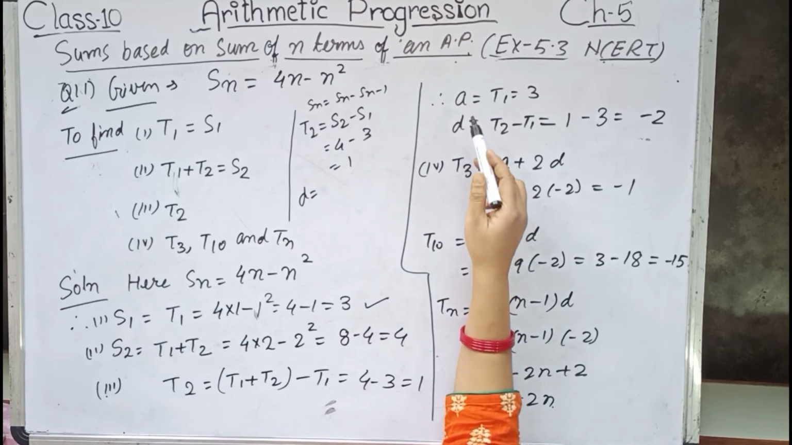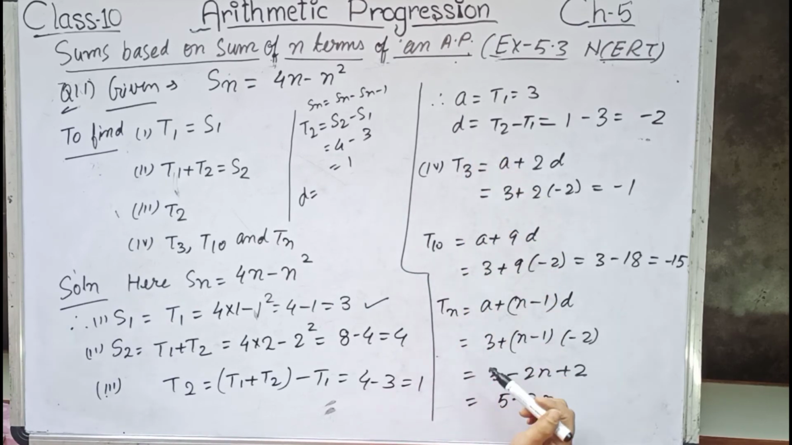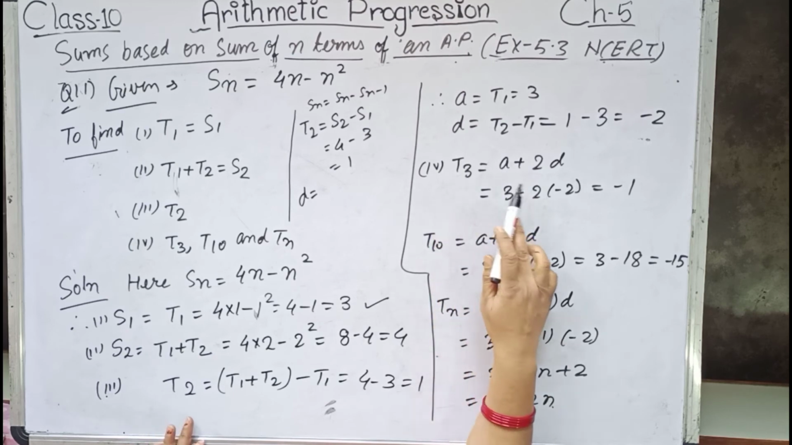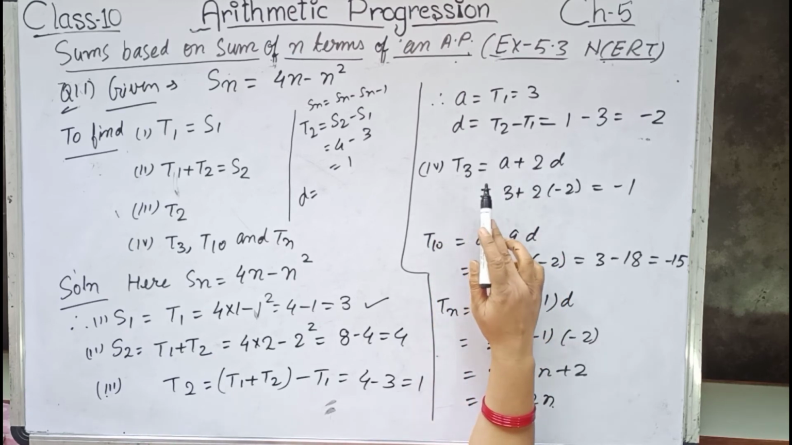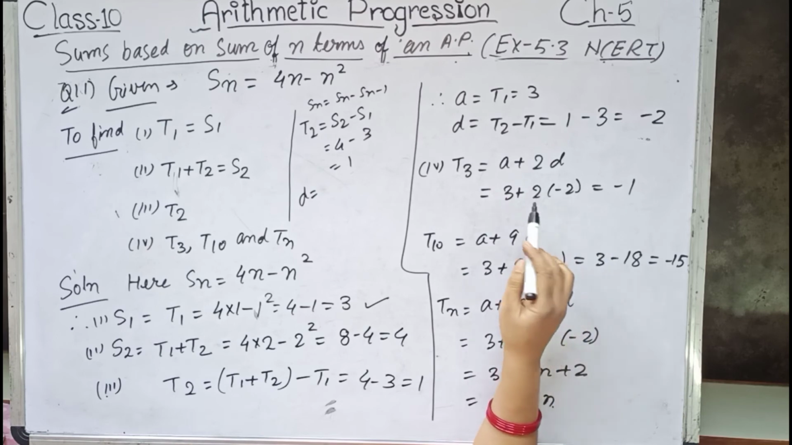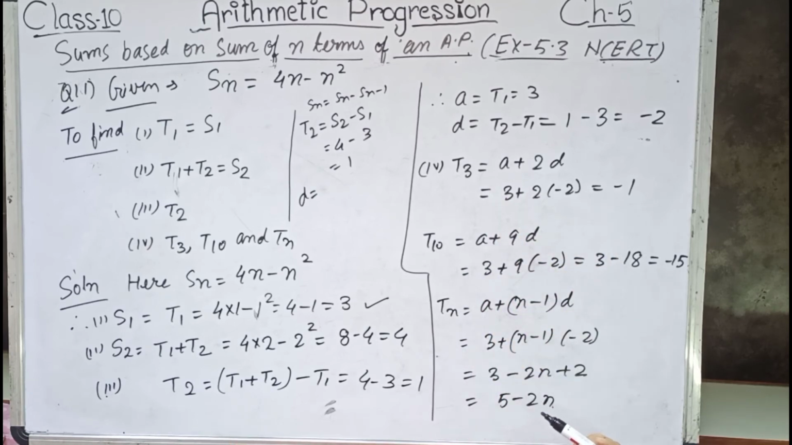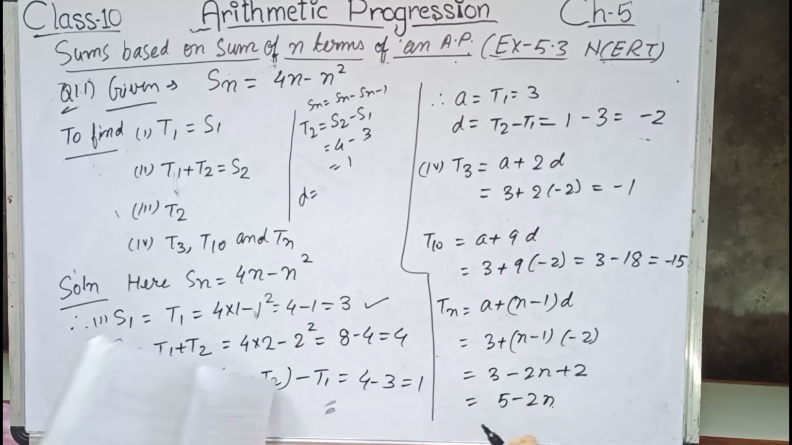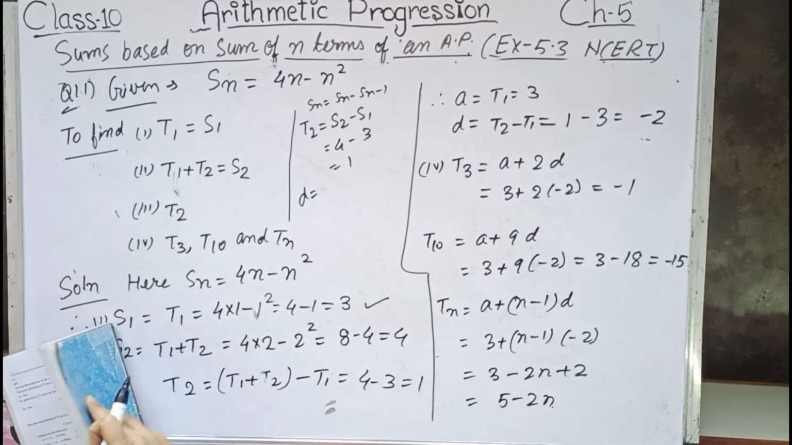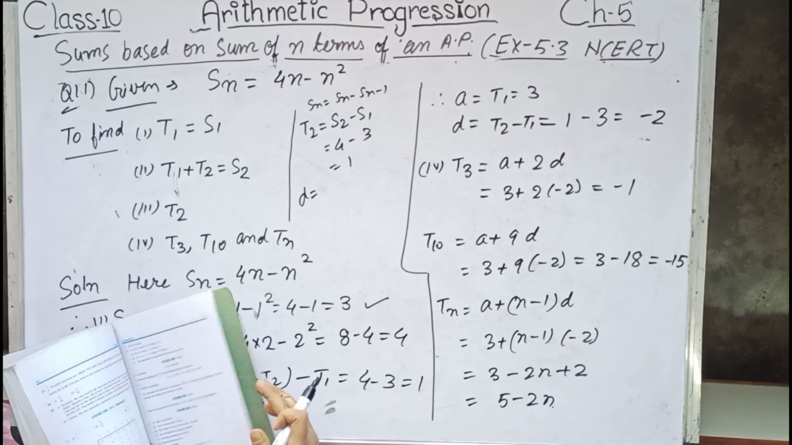Now once we get the value of a and d, then the rest of the terms are only utilization of the given facts. So t3 is a plus 2d. Also we can write this as t2 plus d. Both are the same things. So we are getting t3 as minus 1, t10 as minus 15, and tn as 5 minus of 2n, because we are not knowing the value of n. That's why tn is this much.